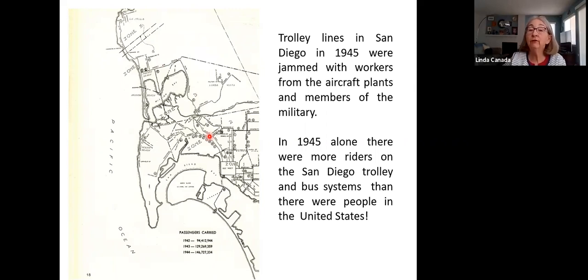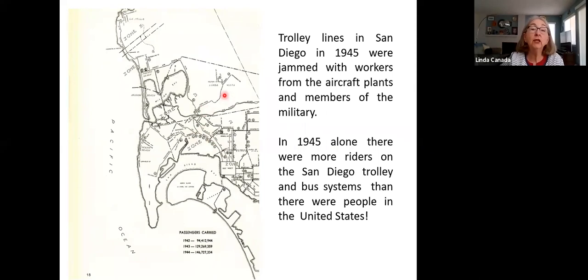You have people coming off shift, waiting to take a trolley home. You have people coming on shift, trying to get out of the trolley so they can get into the plant. You have the few people who had their private cars who were able to park in their very small lot just off site. And in fact, today, as you drive down Pacific Highway, you can still see some of the bridges that were created during World War II over Pacific Highway in order to get people from the plant buildings to the trolley car lines or to the parking lots where their cars were. Very difficult place to get around.